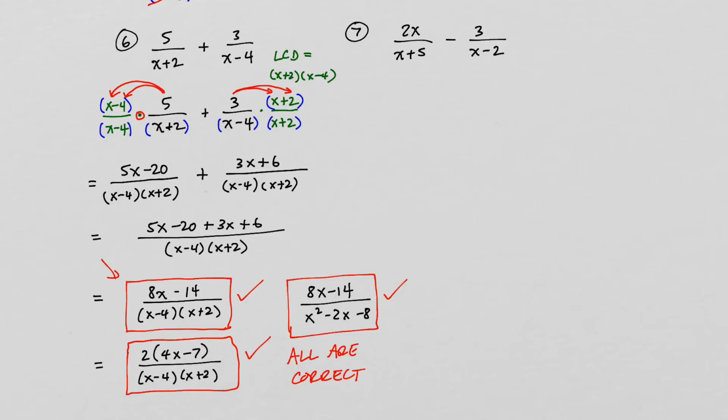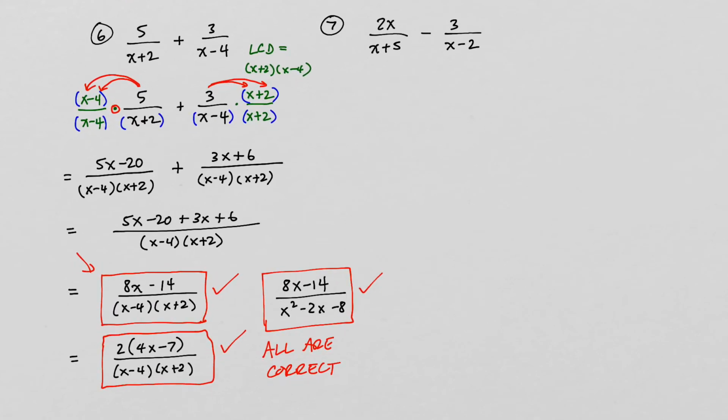In problem number 7, it's essentially the same idea. So we have two fractions. The denominators here are different. So I'm going to rewrite the problem. And I need to multiply. The first fraction needs to be multiplied by x minus 2. So notice that I'm multiplying the first fraction by the denominator of the other fraction. And in the second fraction, we're going to multiply it by the denominator of the first fraction.